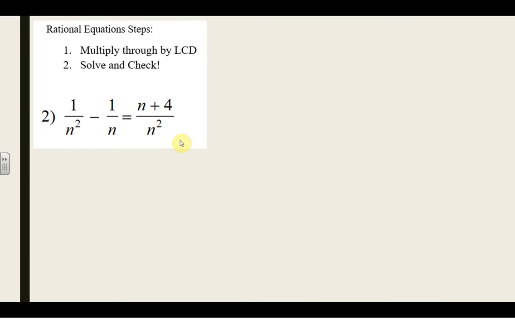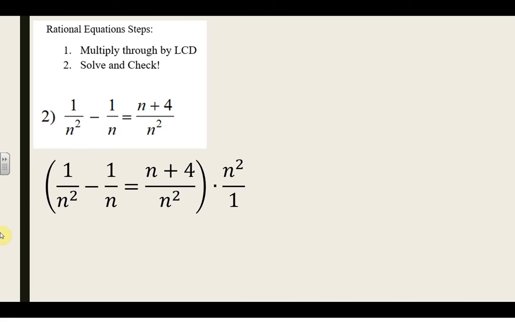The good old rational equations. Get rid of the denominator. Multiply through by the LCD, that means multiply through by something that's going to knock out all your denominators. So I'm going to multiply by n squared, but if you see the n first and you want to do it in two steps, that's fine.